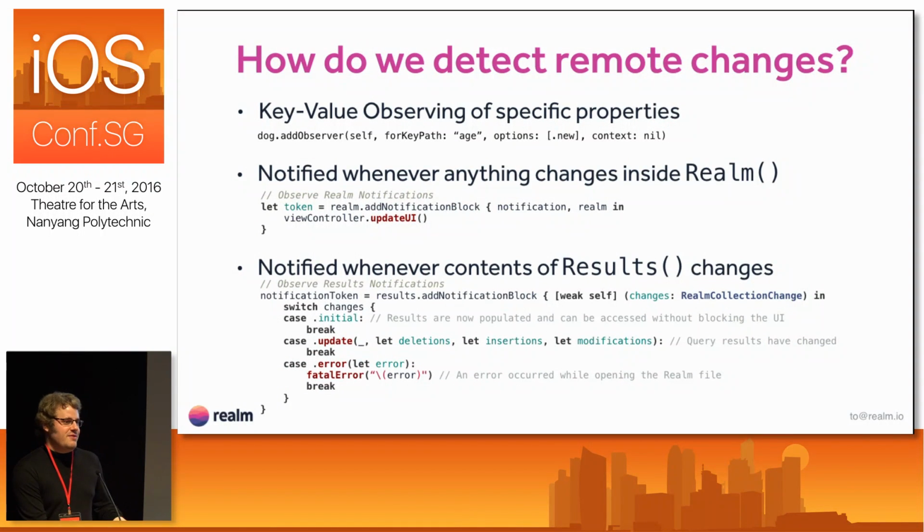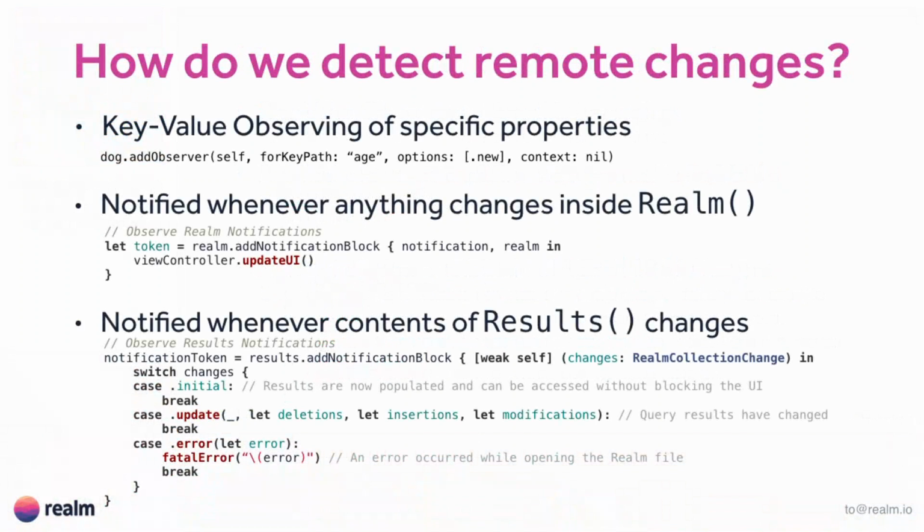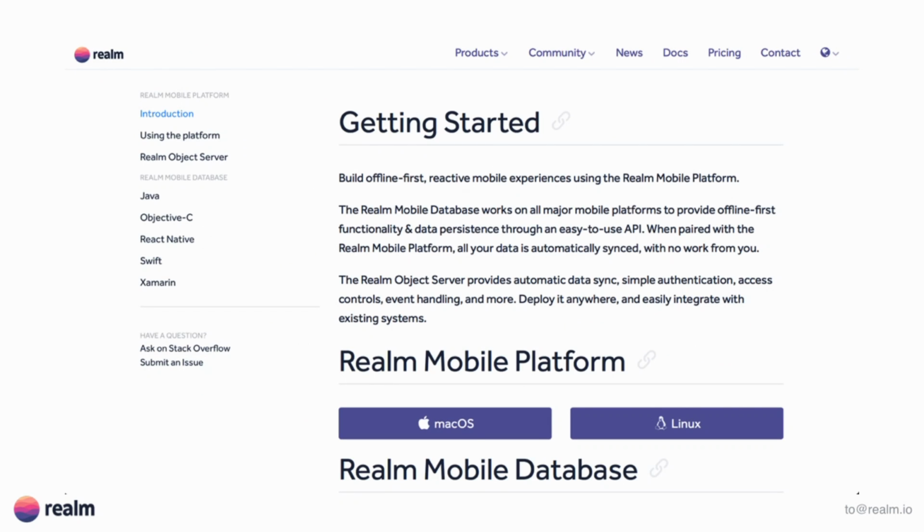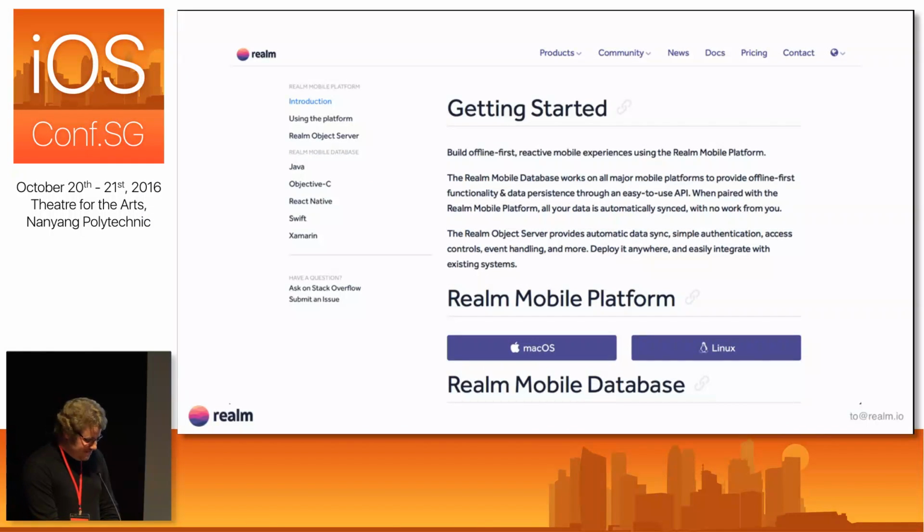You can use the same KVO, the same general notification blocks, or the same fine-grained notifications to be alerted exactly when a change has occurred from another device. If you want to try it out, it's all on the website. We have a lot of tutorials and descriptions on how to get working with it.